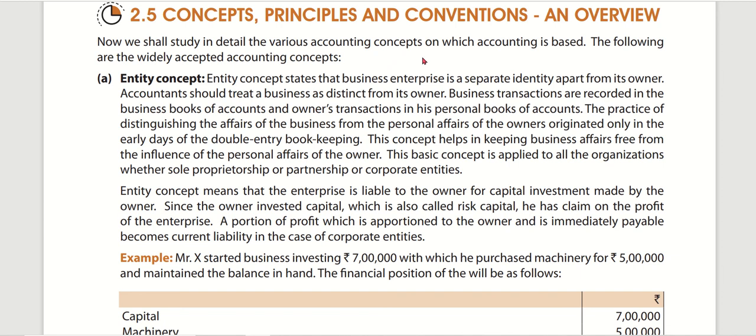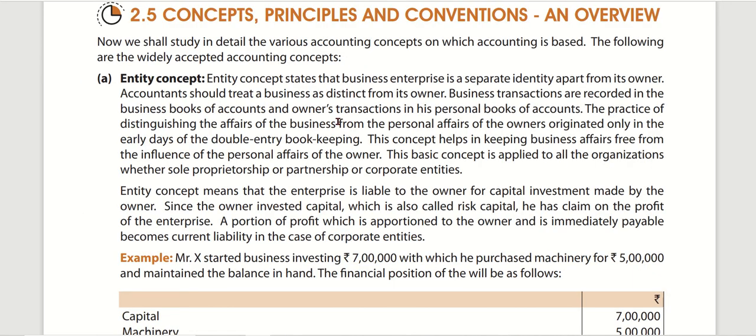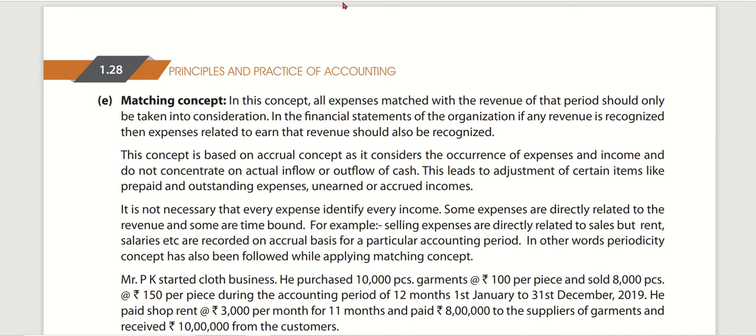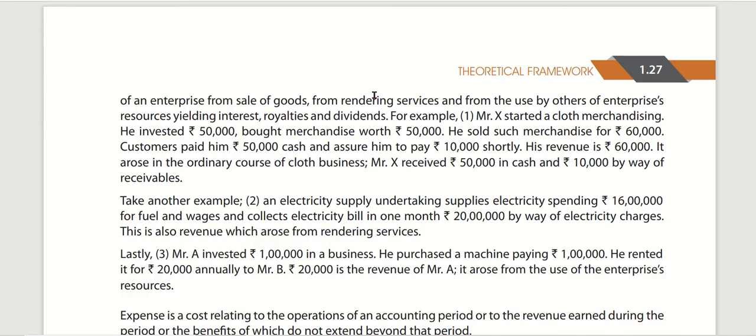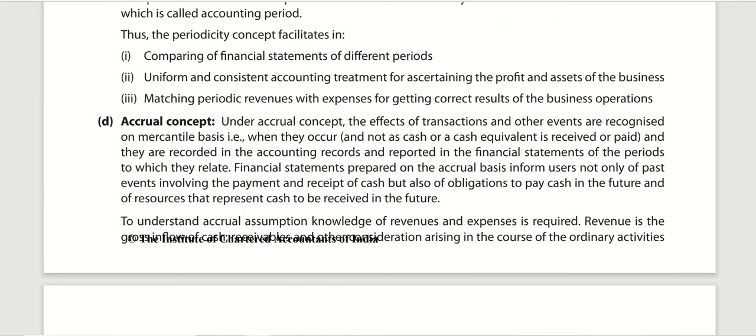So we have seen one example for error of principle relating to entity concept, which is recorded in contravention of accounting principle. Now let me give you one more example. Let us move on with the accrual concept. What does this accrual concept state? It states basically that any expense that the business has incurred during a particular accounting year must be accounted for. It must be accrued for.